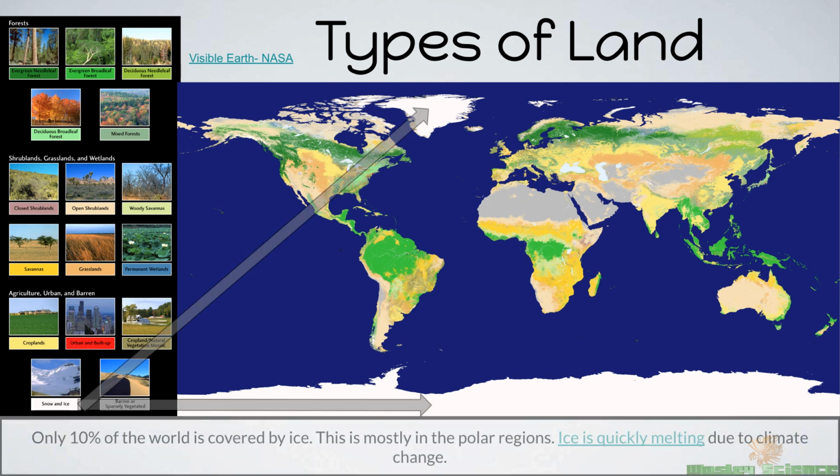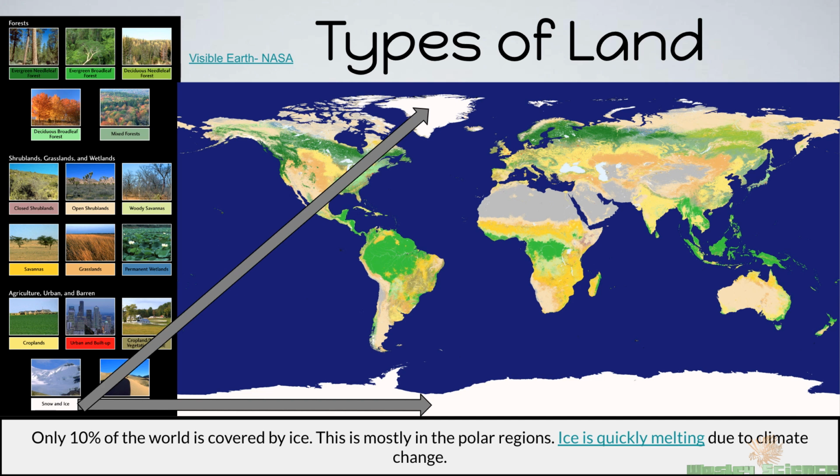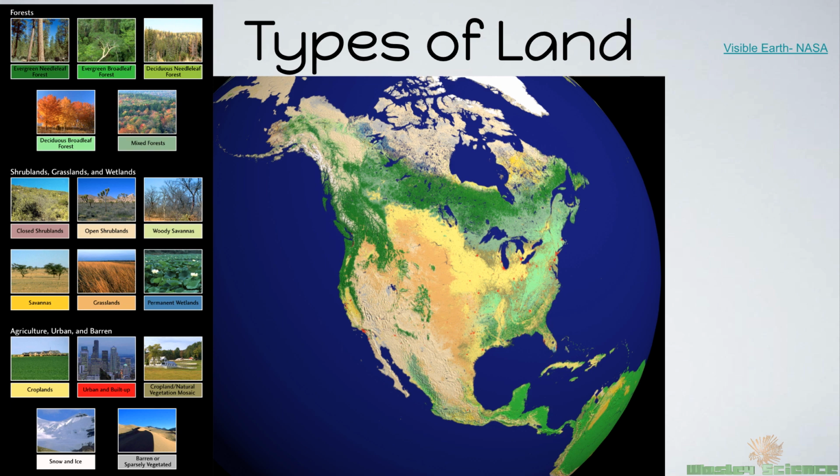So the first thing I wanted to get into was the polar regions, the Arctic in the north and the Antarctic in the south. So only 10% of the world is covered by this ice. As we know from previous units, it has a high albedo effect that is able to reflect incoming solar radiation. But due to climate change, these areas are melting. If we take a look at the United States, let's focus on that first.